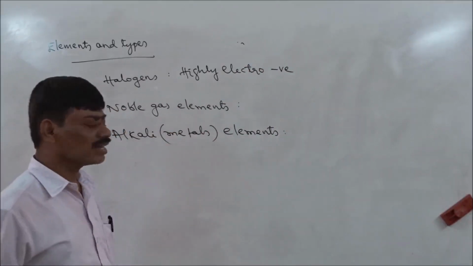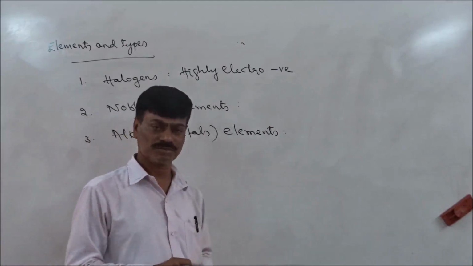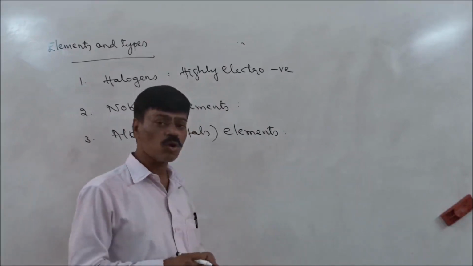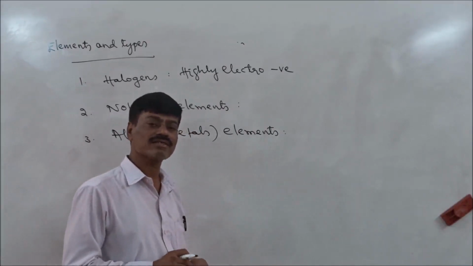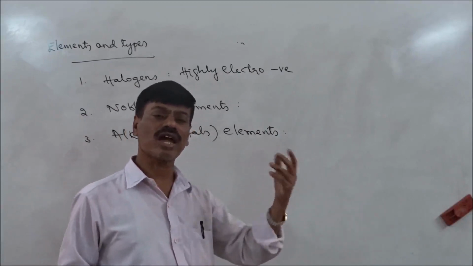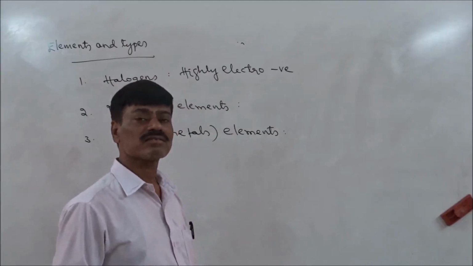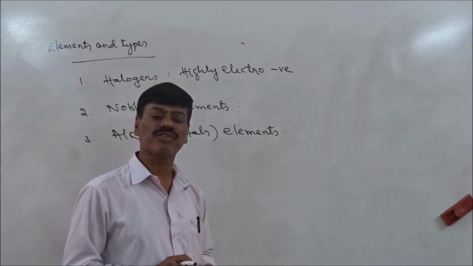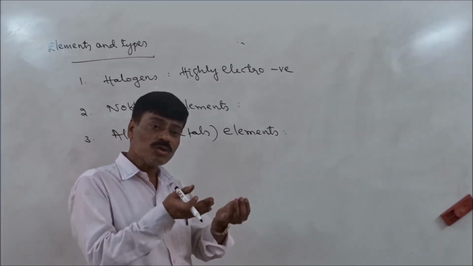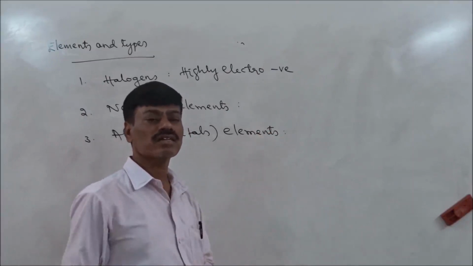Next, noble gas elements. Those elements whose outermost shell is completely filled are called noble gas elements, and the name noble is given to these gaseous elements because of their ability not to react with other elements. They don't react because their outermost shell is completely filled, so they don't require electrons to gain, or they don't require electrons to be given.